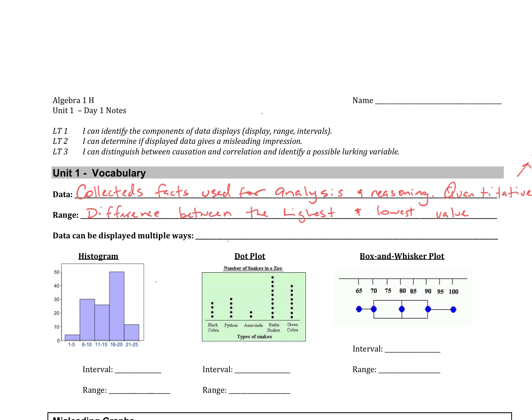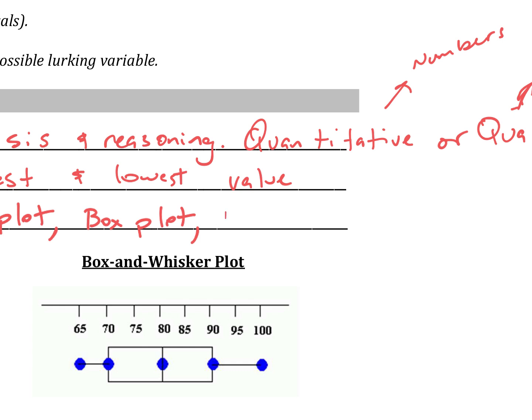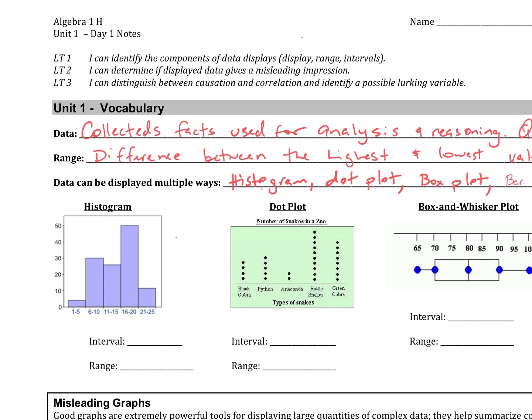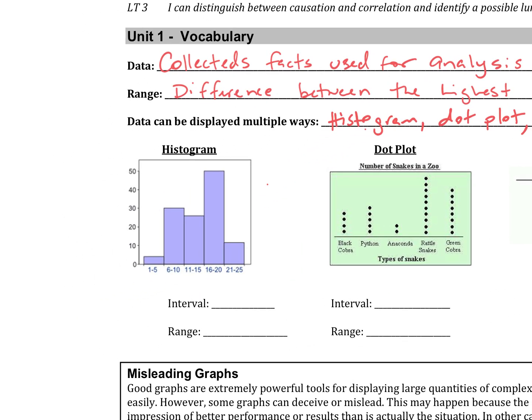Now, data can be displayed many multiple ways. Some of those ways include a histogram, as you can see below, dot plot, box and whisker plot, also known just as box plot. You can also have a bar graph, circle graph, etc. So there's just many different ways to display data. So let's take a look at our first type of data display here.